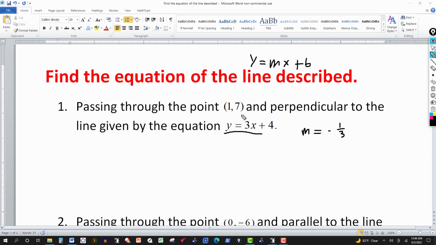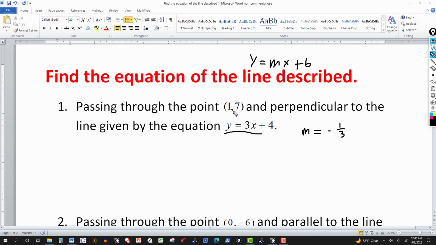So there we have it. It passes through the point (1, 7). Notice (1, 7) is also on the given line. If you put 1 where the x is, you get 3, and 4 is 7. And we'll see how that looks in a minute.